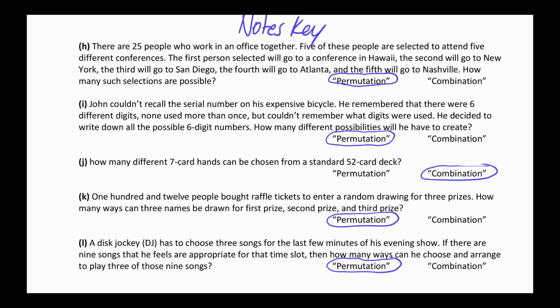And the last part, a disc jockey, which that's where we get the phrase DJ from, has to choose 3 songs for the last few minutes of his evening show. If there are 9 songs that he feels are appropriate for that time slot, then how many ways can he choose and arrange them to play 3 of those 9 songs? So because the arranging matters, I mean, maybe you don't want to follow Taylor Swift with Metallica or something like that. This is a permutation.